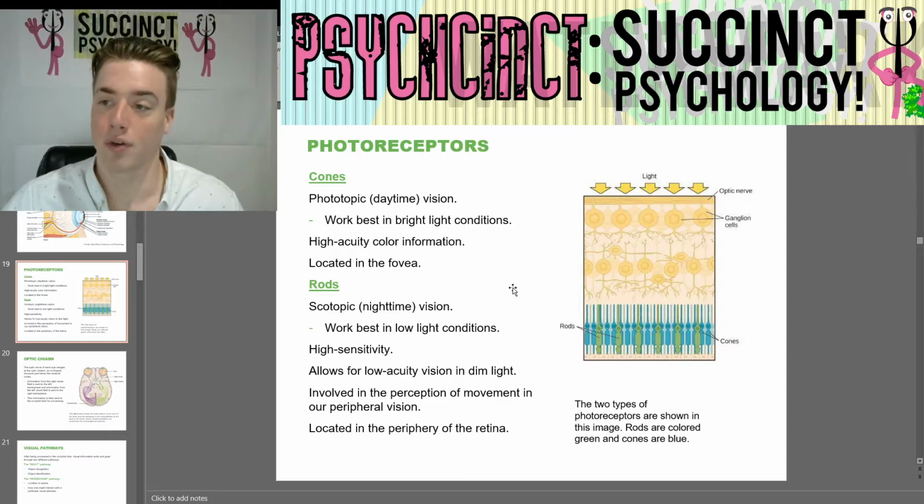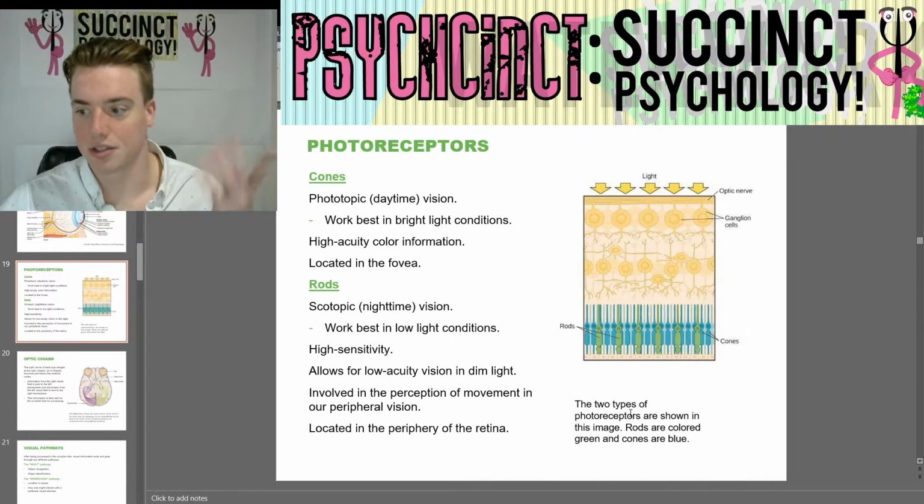Next, we have photoreceptors. Cones, which are photopic or daytime vision, work best in bright light conditions. Obviously, daytime, normally bright. They have high acuity color information and are located in the fovea. Now, rods are scotopic or nighttime vision, and they work best in low light conditions. They have high sensitivity and allow for low acuity vision in dim light. They are involved in the perception of movement in our peripheral vision, so they're located in the periphery, the edge of the retina.